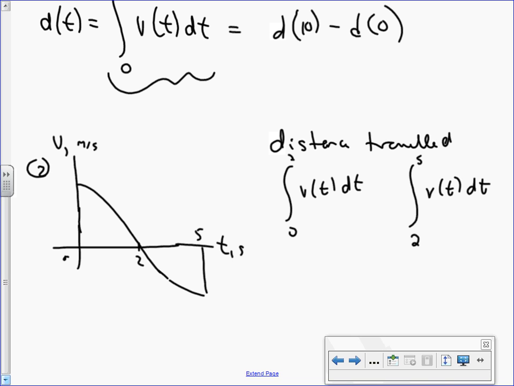And distance is always positive, so we can't have the distance traveled having negative numbers in it, so we're going to counter that by putting the minus here, just like we did when we did areas.